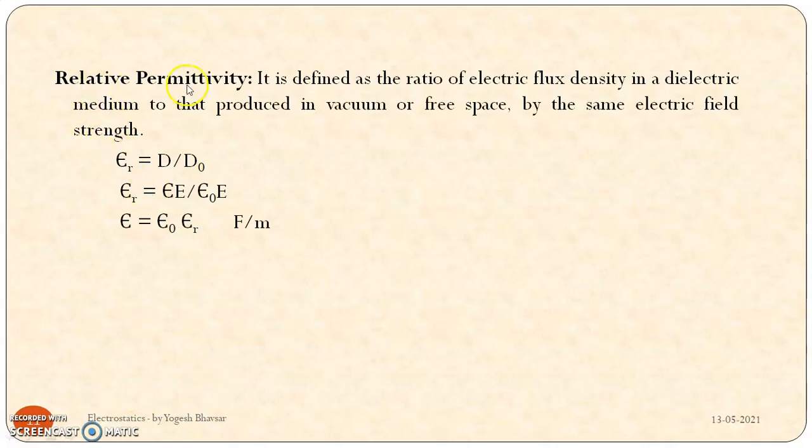And last, the relative permittivity. It is defined as the ratio of electric flux density in a dielectric medium to that produced in vacuum or free space by the same electric field strength. So epsilon r is equal to D by D0. Therefore, epsilon r is equal to epsilon E by epsilon 0 E. So E will get cancelled, and rearranging it, we can write epsilon is equal to epsilon 0 epsilon r. Again, it is measured in farad per meter.